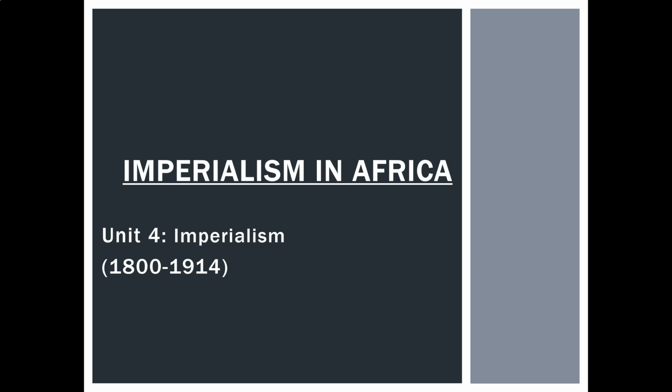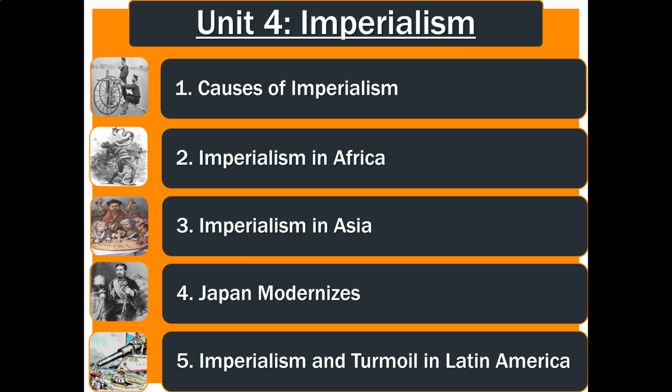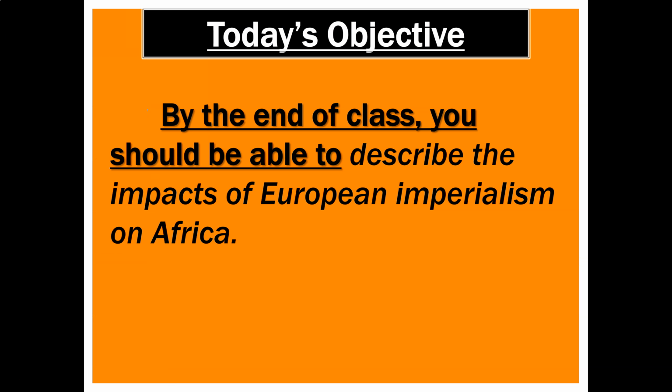Welcome back, guys, into Unit 4, Imperialism, of our World History curriculum. And today we're going to apply what we learned in our last video about the causes of imperialism, and we're going to apply those specifically to the continent of Africa and see what's going on there and how imperialism spread and also the effects of that spread. So that's our second topic in our unit, and let's get into it.